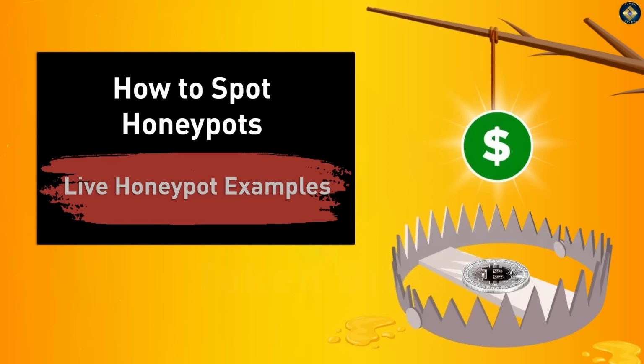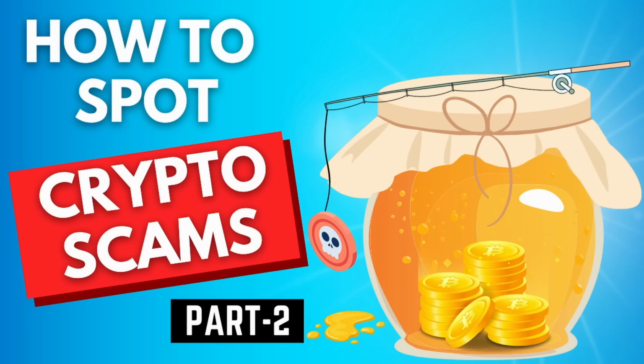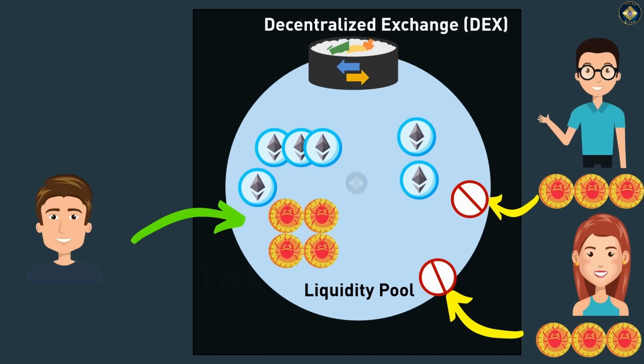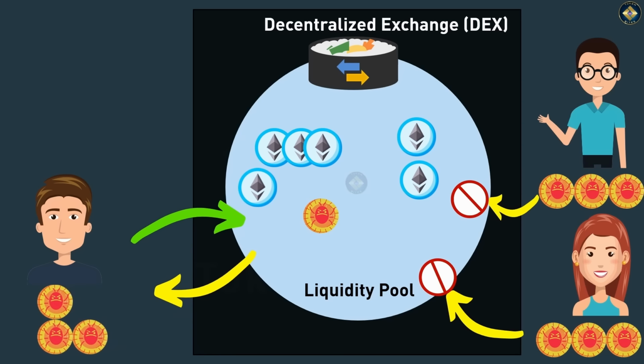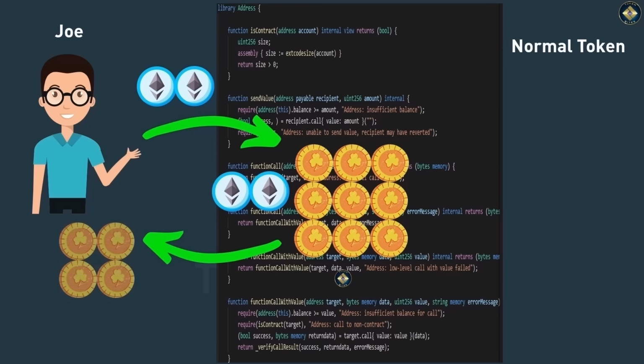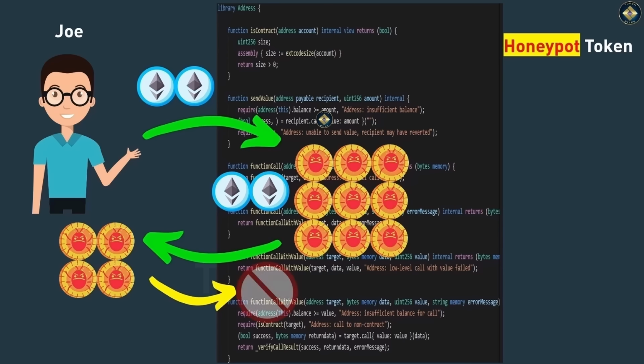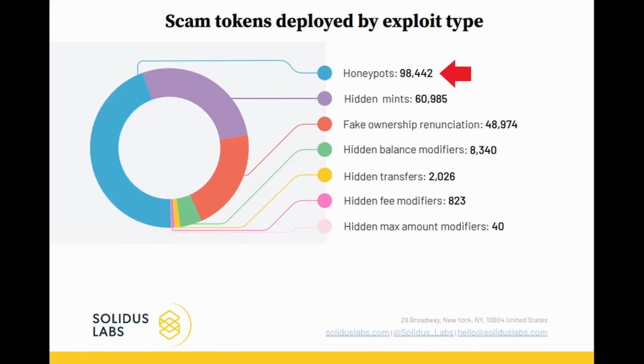If you don't know what honeypot crypto scams are, then please check out our previous video, part 2 of this series, where we explained in detail what honeypots are and how they work. But just briefly, honeypot scams are crypto scams where buyers can just buy tokens but cannot sell them. Honeypots are by far the most common way beginner investors lose their funds.